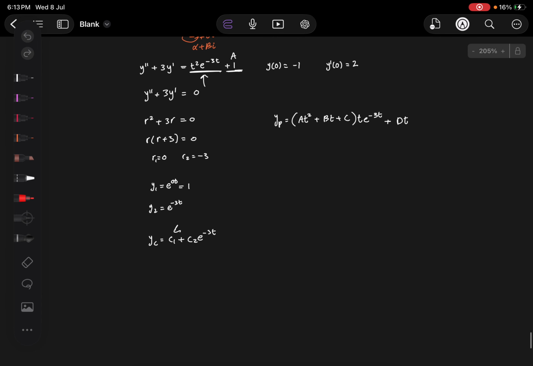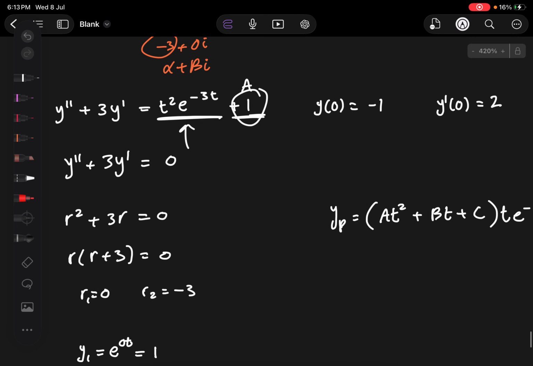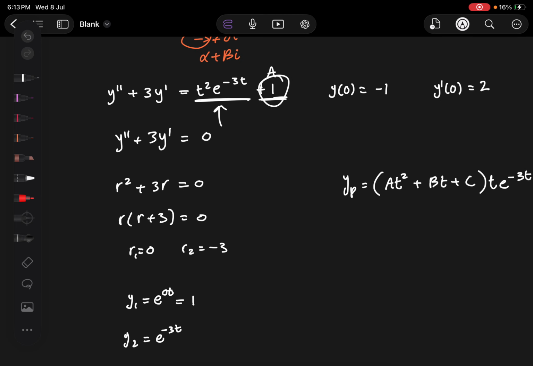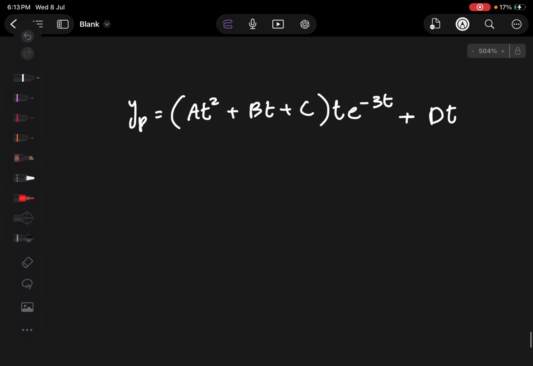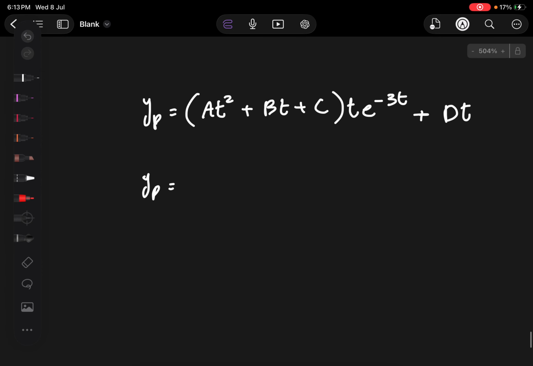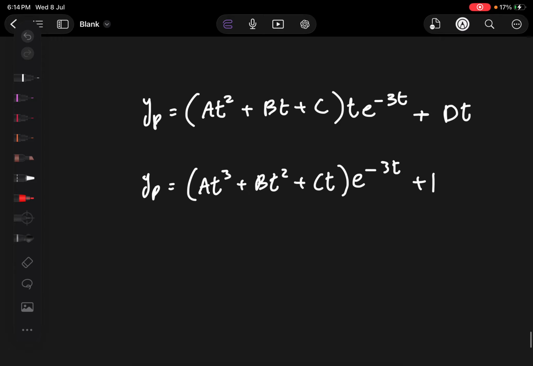If you think about it, this one is a polynomial, and every time you get a 0 as one of the solutions to the auxiliary equation, you multiply by t to the number of zeros you get. Here we got one 0, so it's t to the power of 1. Anyway, we can simplify this yp by distributing the t. So this is at cubed plus bt squared plus ct multiplied by e to the negative 3t, plus dt.